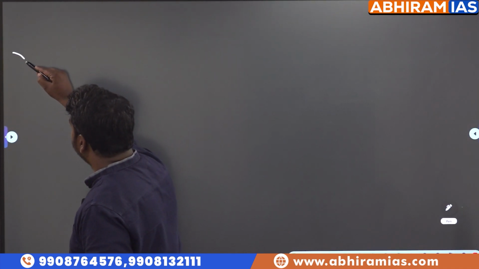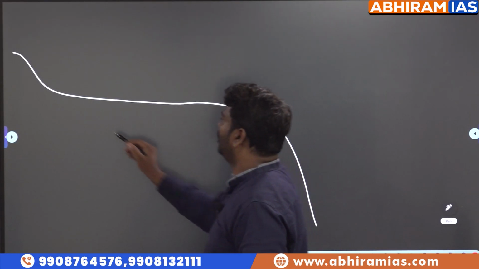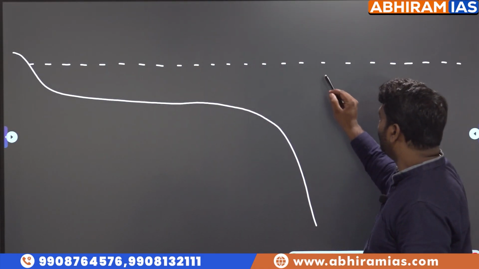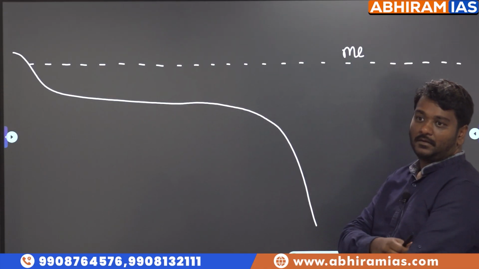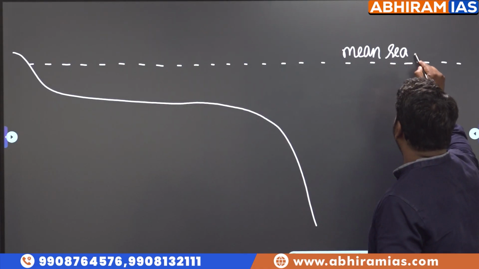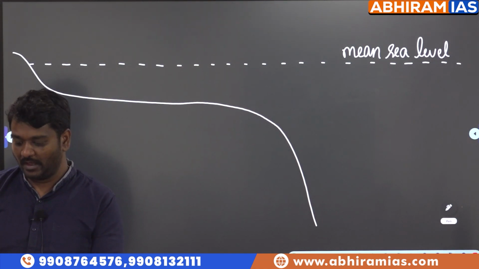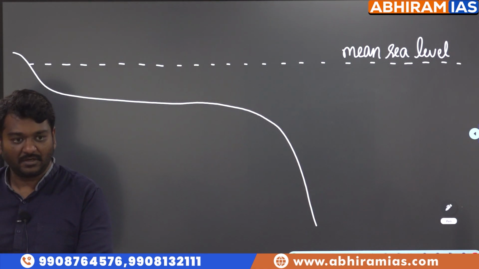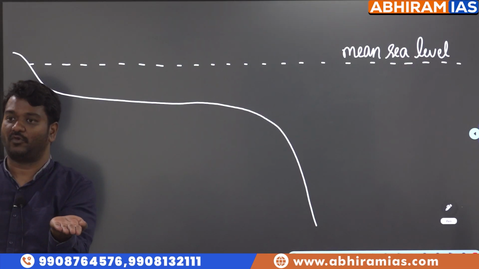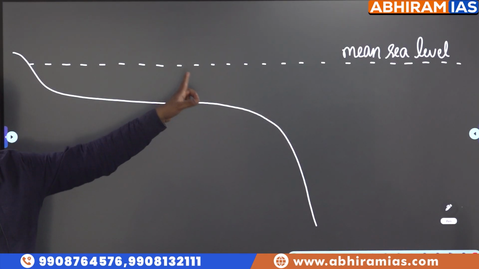So guys, now the average level of the water. Everywhere, all oceans are interconnected. You take Pacific, Atlantic, Indian Ocean, all the oceans are interconnected in the southern hemisphere. So even if there is more water on one side, it will flow into another, and everywhere the water level will be the same. That is called mean sea level.